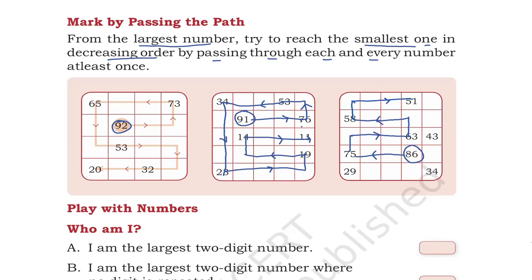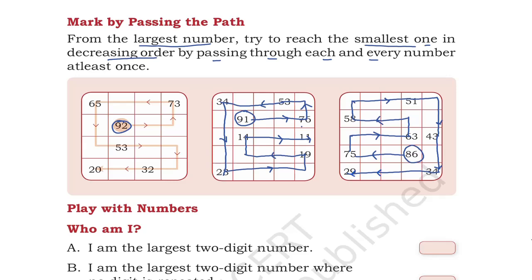I hope you are enjoying doing it as much as I am enjoying. From here, we go to 43. From 43, we go to 34. And from 34, we go to 29. 29 is the smallest number here in the grid provided.